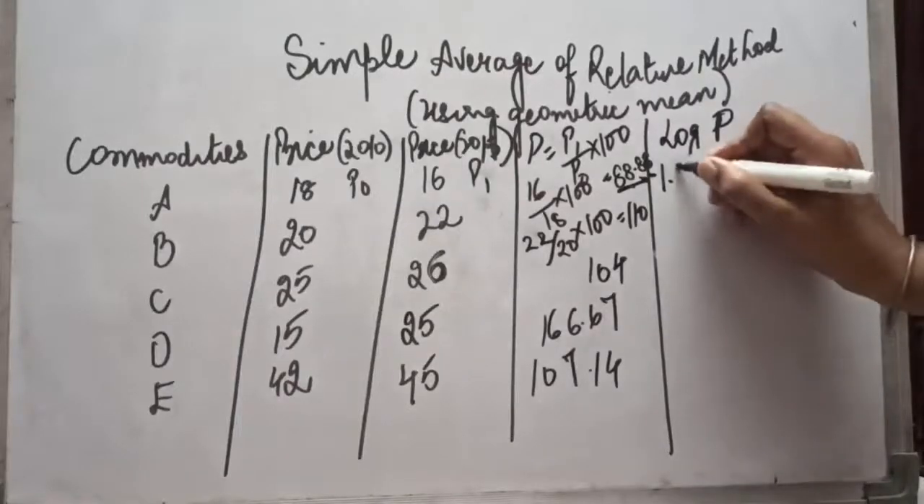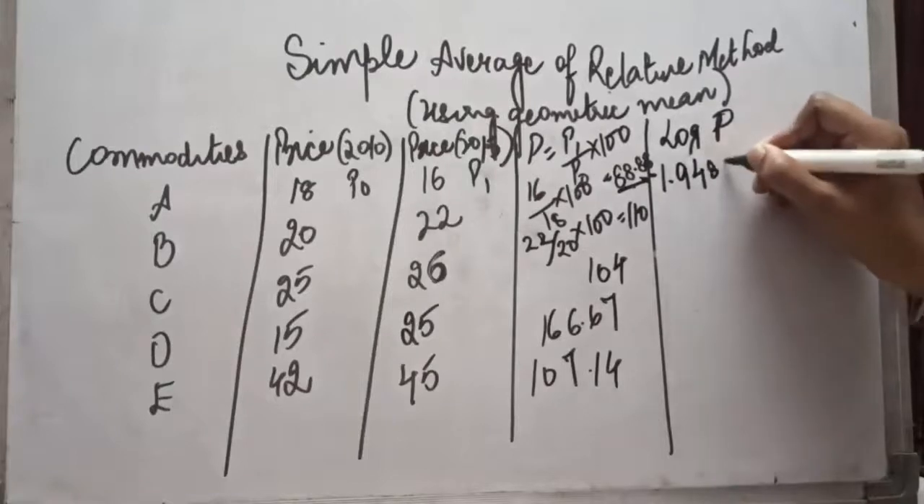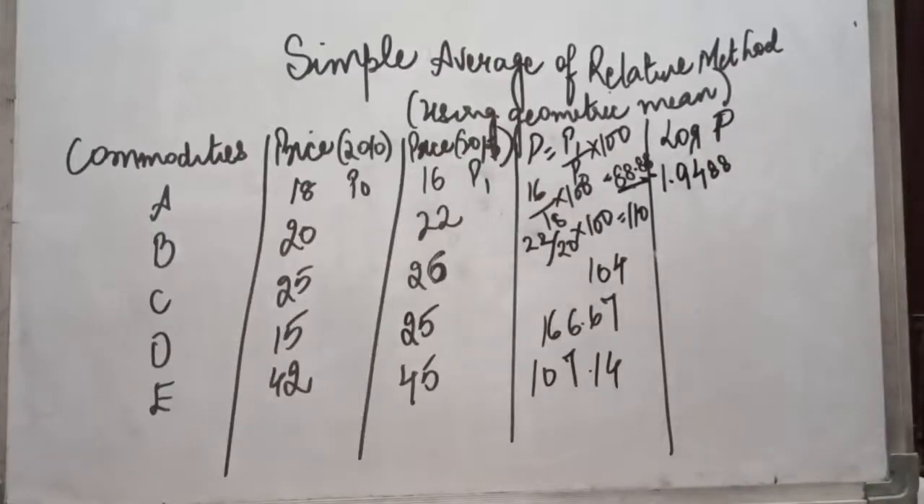So here I will write 9488 that we have seen from the table. Let us see further. The more you will look at the values, the more it will be clear to you.